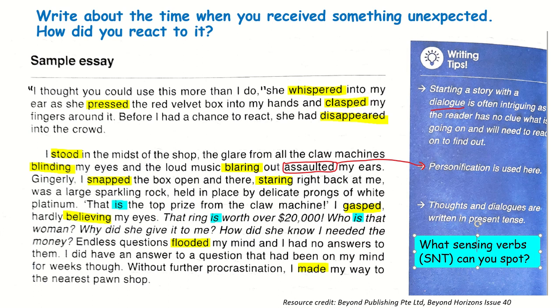For example, she whispered into my ear. This whisper means that she said it softly, so instead of using the word said, you use whispered. And this word pressed, the box into my hands instead of put the box. What's the difference between pressed and put? That means it is done with a slight force. Clasped my fingers around it. So clasped means the fingers go around the box. I'm sure you want to know the rest of the story, so let's continue.